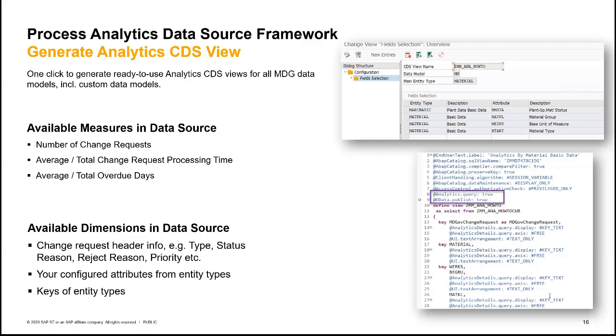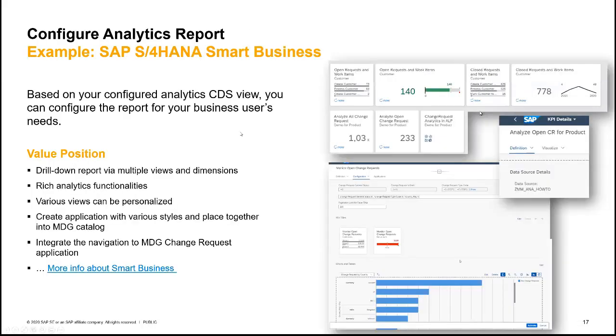And the attributes you will get, like the change request header information, the key of the entity type, as well as what you have configured in the view cluster, will be available for you to drill down the chart. So we will have a deeper look at all this in the demo. Afterwards, this is one example.